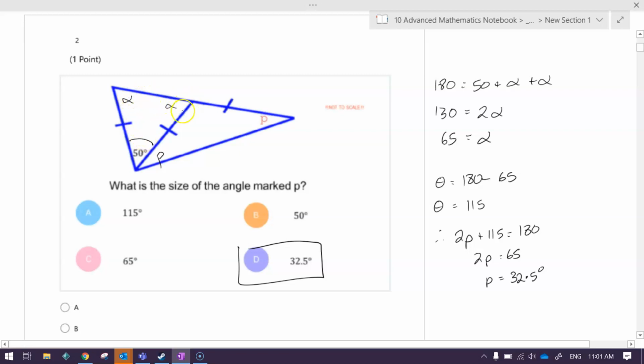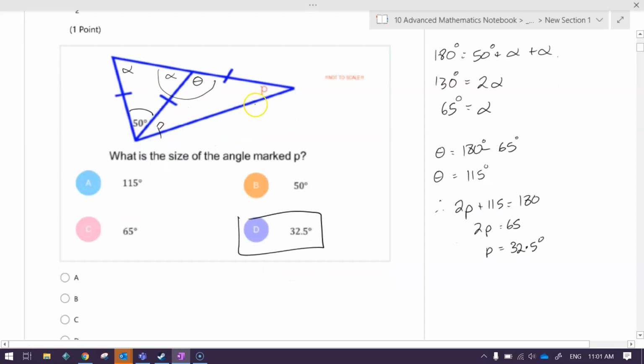50 plus alpha make a nice triangle. So angles in a triangle add up to 180 degrees. I've got an equation written for that over on the right hand side here. 2 alpha, subtracting 50 from each side, I've got 130 degrees equals 2 alpha. Alpha equals 65 degrees. So then I said I could probably find angle theta. How am I going to find theta? Well, I'm going to go 180 minus 65, 115 degrees.